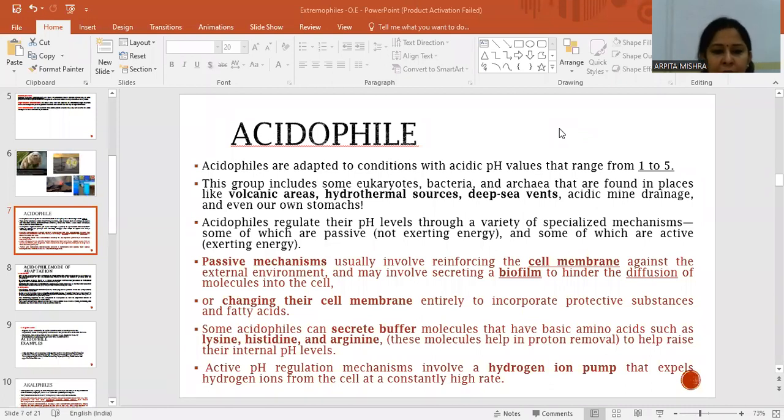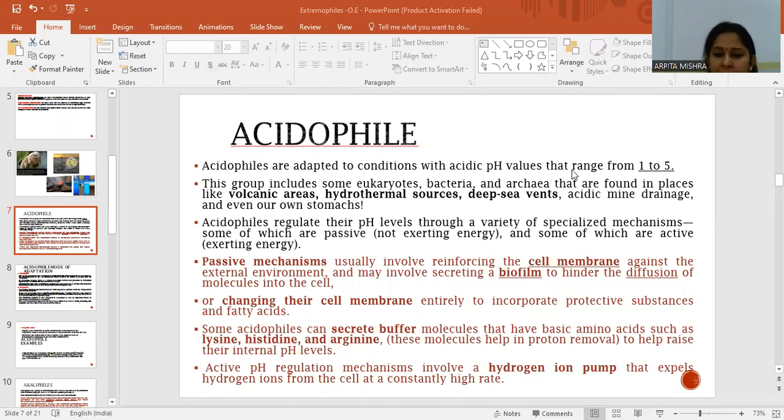Talking about acidophiles, those acidophiles are adapted to conditions with acidic pH value that ranges from 1 to 5. And this group includes some eukaryotes, bacteria, and archaea found in places like volcanic areas, hydrothermal sources, etc. And acidophiles regulate their pH level through a variety of specialized mechanisms, some of which are passive, that is not exerting energy, and some of which are active.